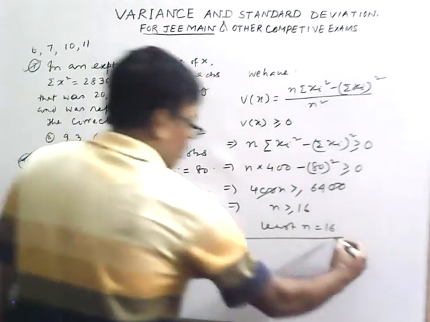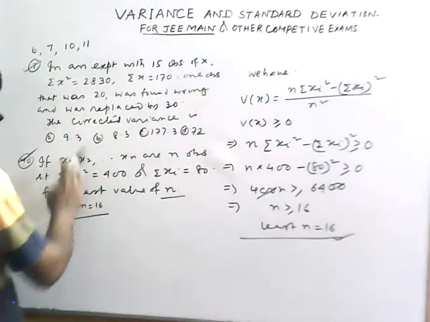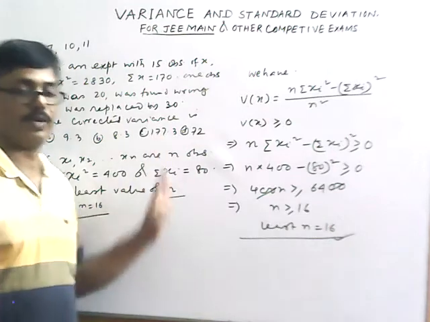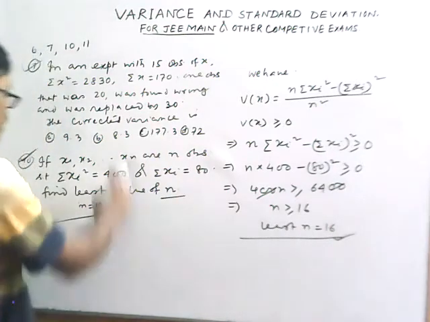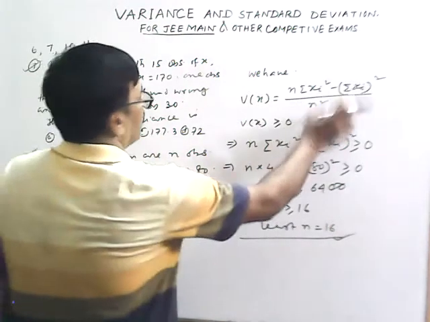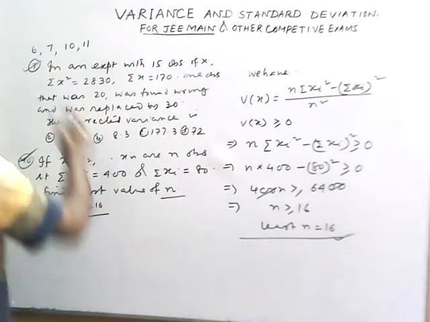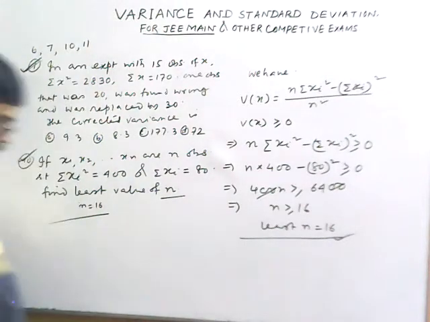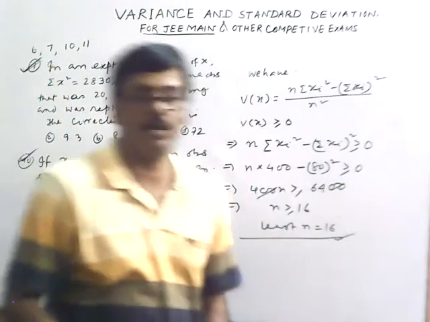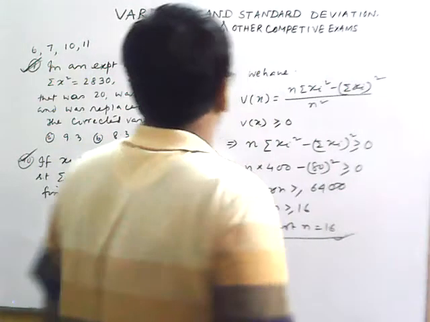So look, this is very simple. So you use the appropriate formula. The formula of variance, and it is positive. Next, problem number 7. These are all problems of JEE Main.